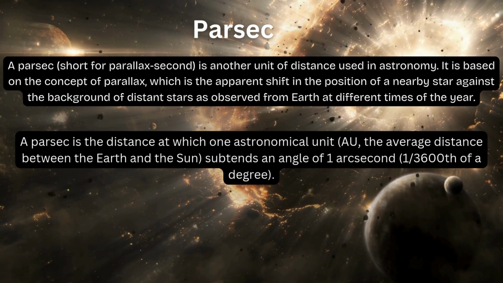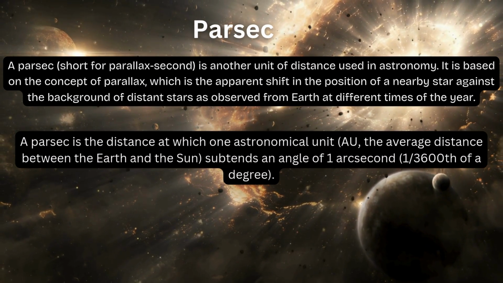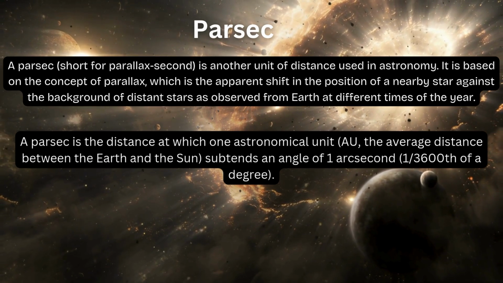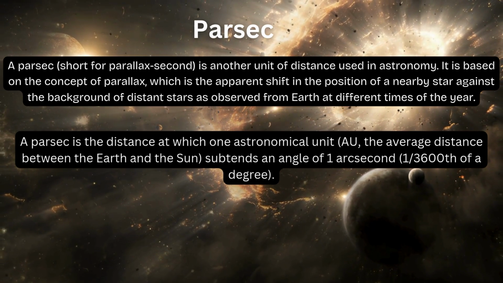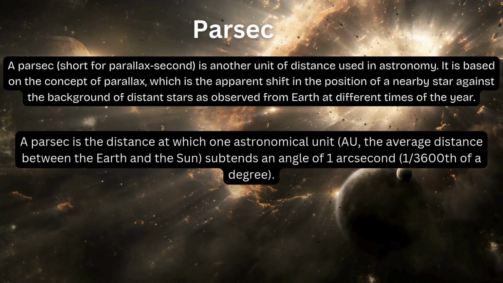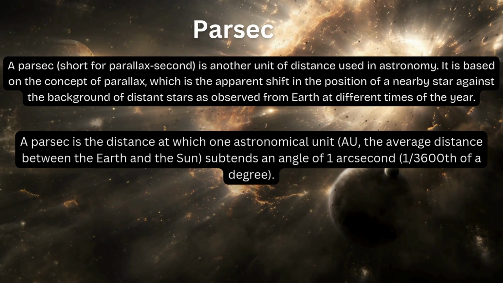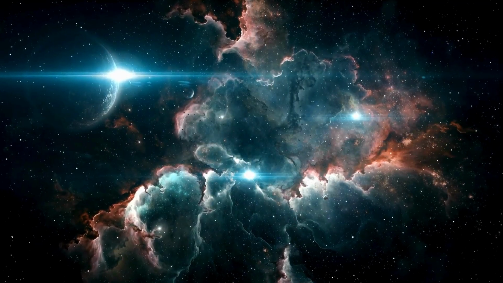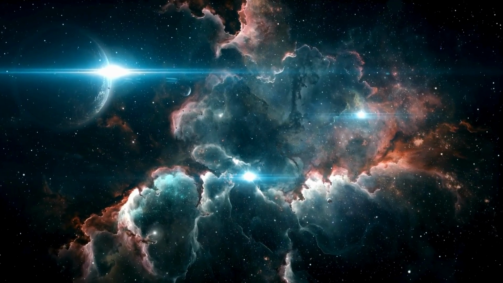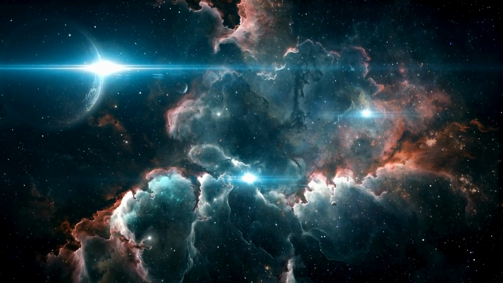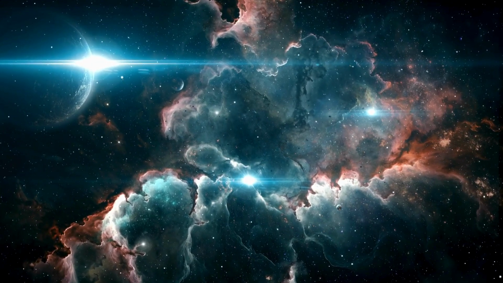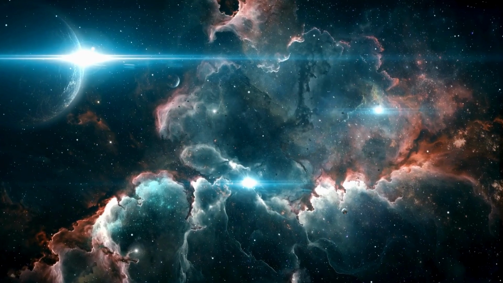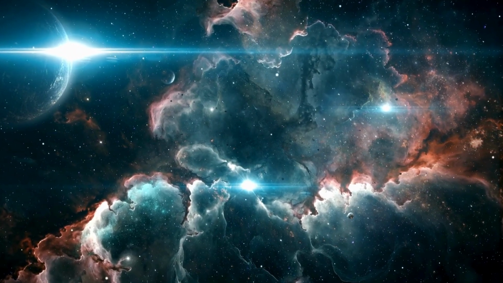Parsec is about 3.26 light years, and it's often used by astronomers when discussing even greater distances. It comes from the term parallax of 1 arcsecond. Understanding these terms is essential because they help us grasp the scale of the universe. Now let's talk about why measuring distances in space is so important.